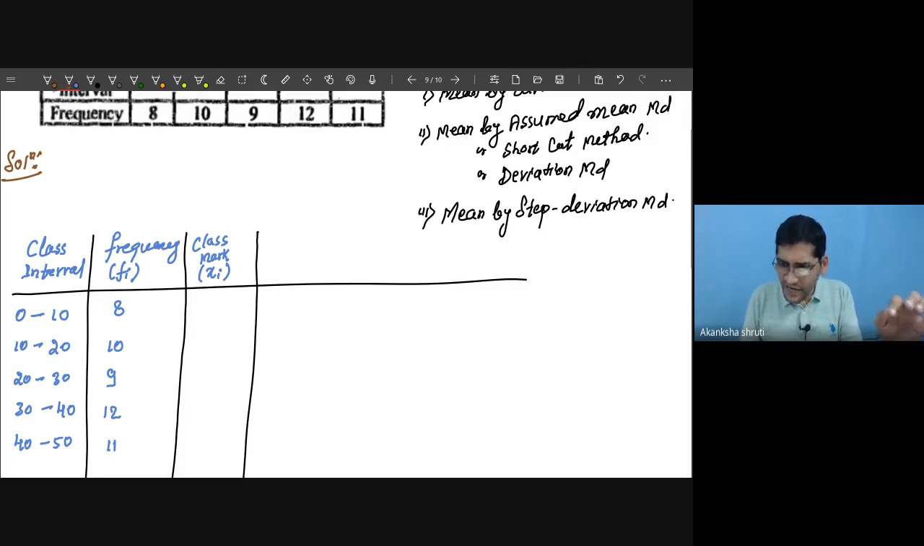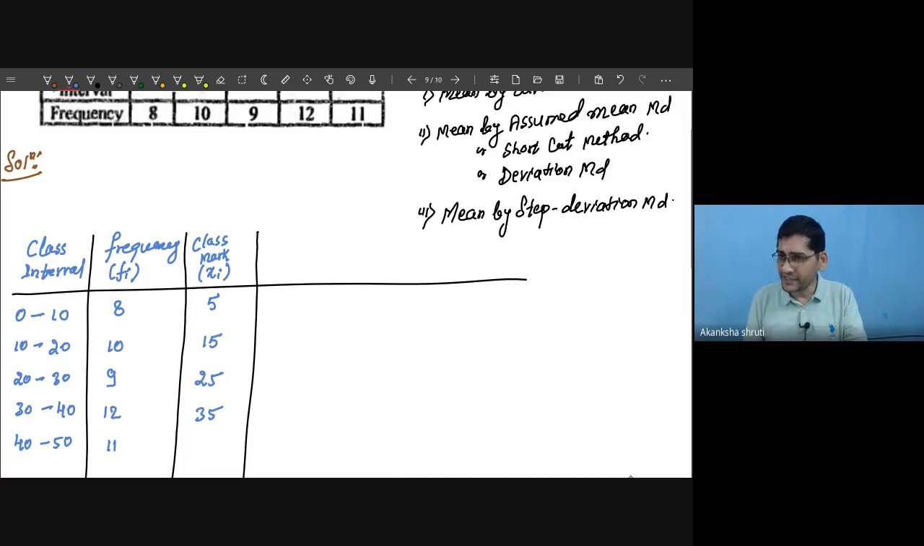So write down the class mark. What is the class mark for 0 to 10? 0 plus 10 by 2 is 5, the midpoint of each class. For 10 to 20, the midpoint is 15. For 20 to 30, the midpoint is 25. For 30 to 40, the midpoint is 35.